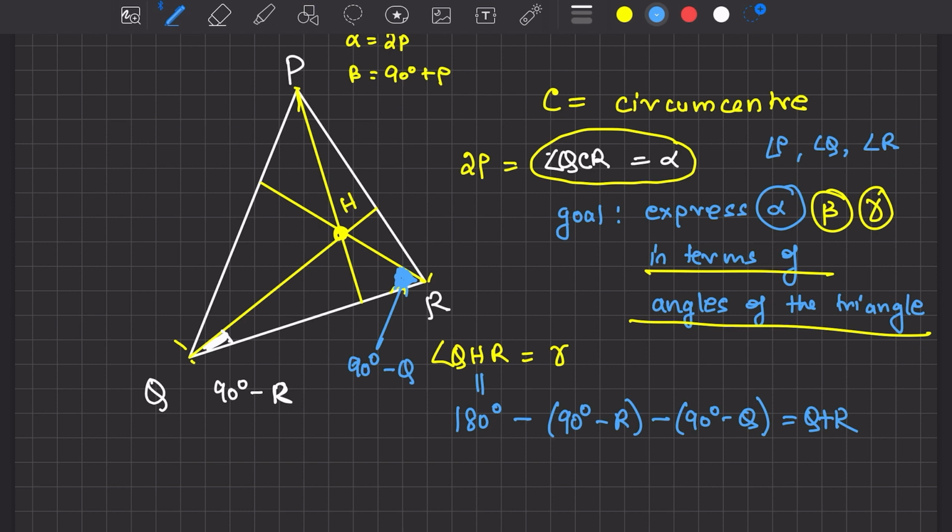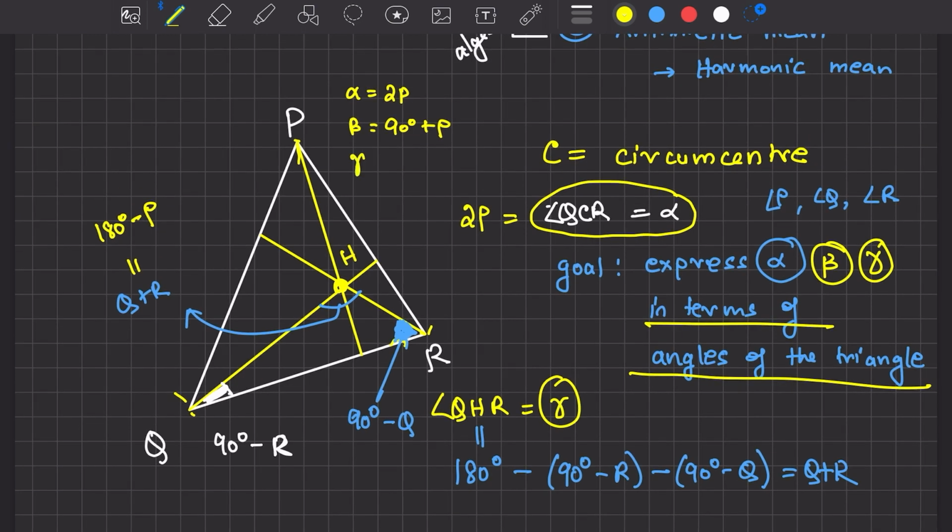Simply Q plus R. So that's kind of nice. This angle is simply angle Q plus angle R. But we know angle Q plus angle R is simply 180 degree minus P. Remember, we wanted to express it in terms of P. So this is 180 degree minus P. That's my gamma. So gamma is 180 degree minus P.